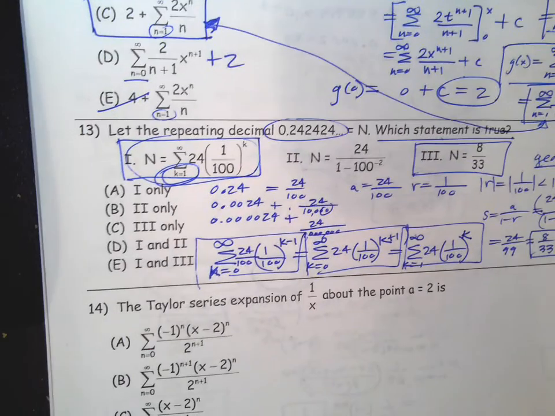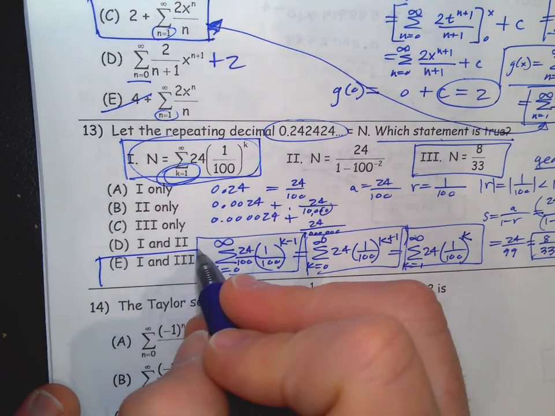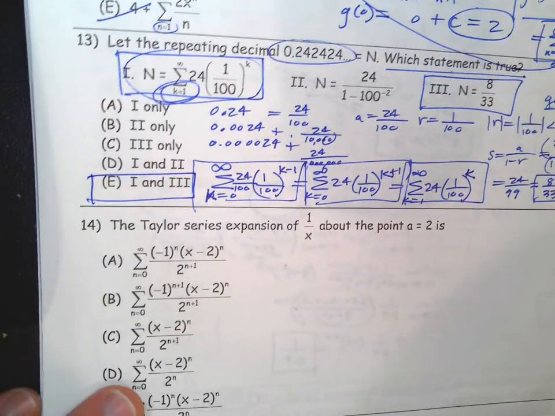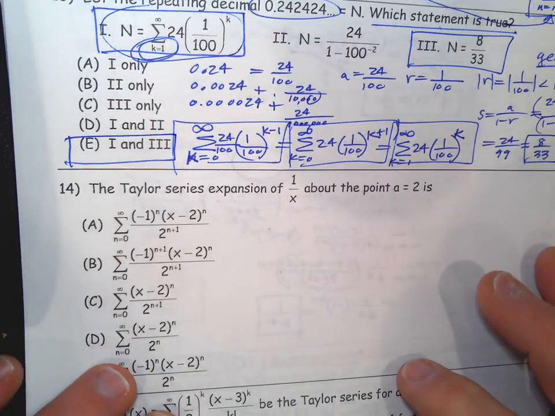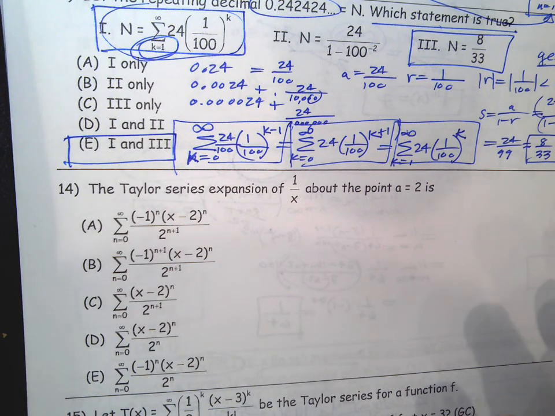Okay, so 1 and 3. Those Roman numeral problems are tough. It's 3 problems in one. You got to get all 3 problems right to get the one problem right.